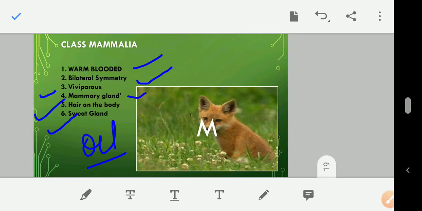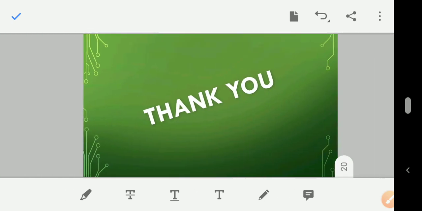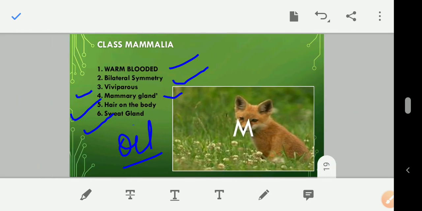So these are the certain phyla and all. This is all I wanted to discuss for practical, and revise all the topics very carefully, and all the best.